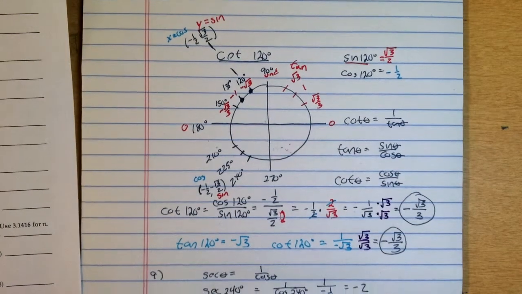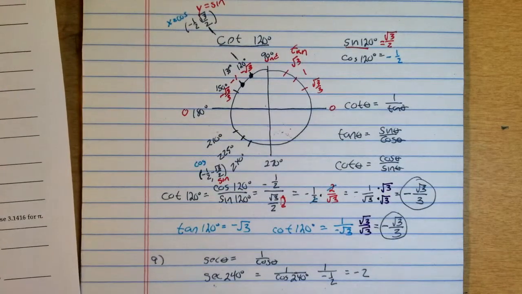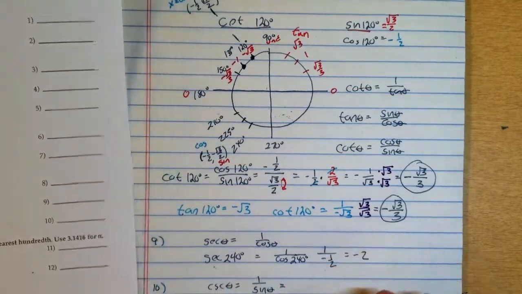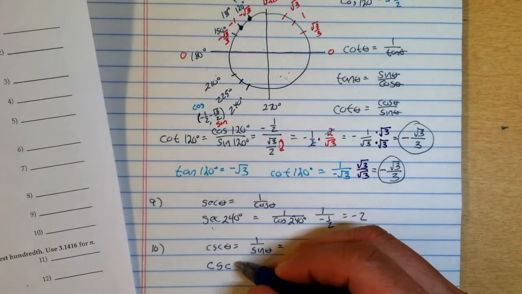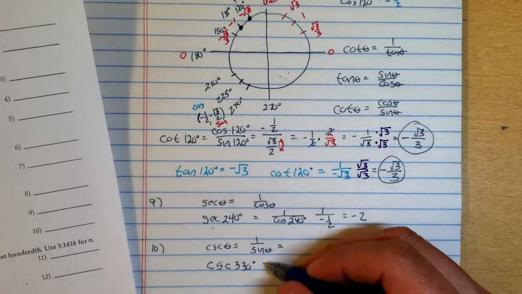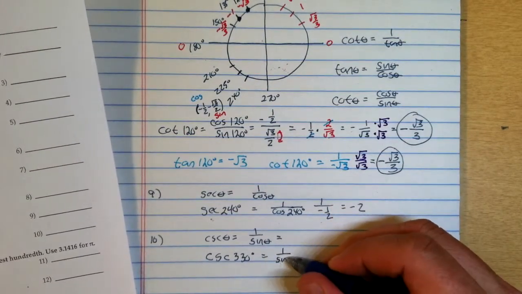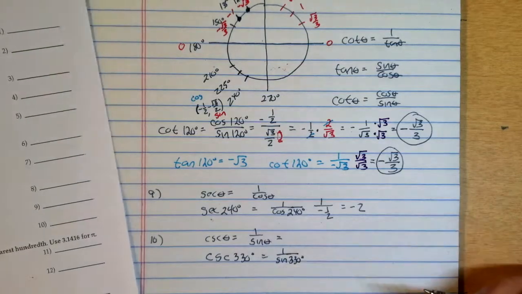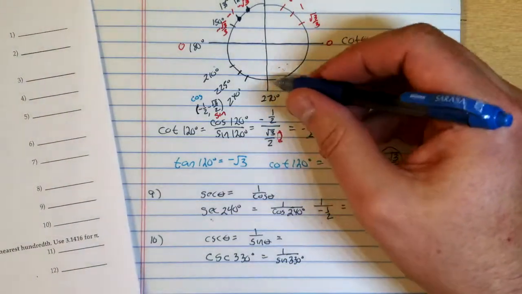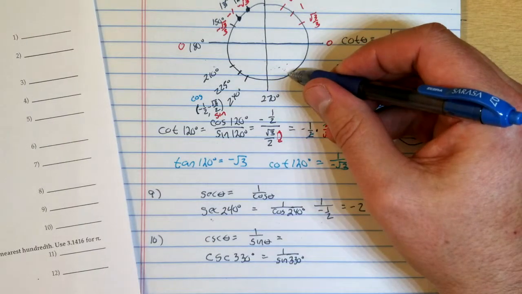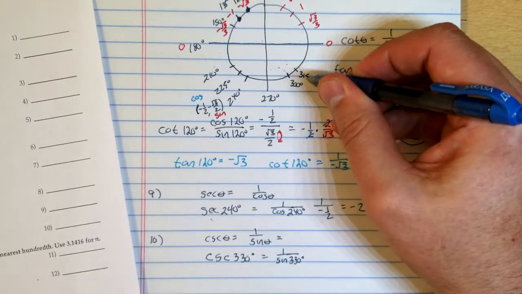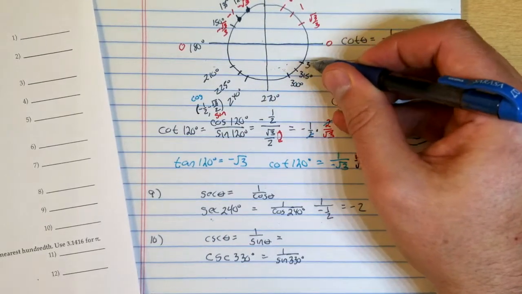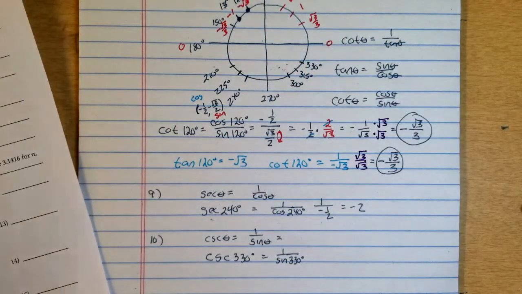And for number 10, we have cosecant is 1 over sine. So that means that our cosecant of 330 degrees is equal to 1 over sine of 330 degrees. And we need to know where 330 degrees is. So here's 270. If I add 30, I get 300 degrees. If I add 45, I get 315 degrees. And if I add 60, I get 330 degrees. And I need to know the coordinates of that point.